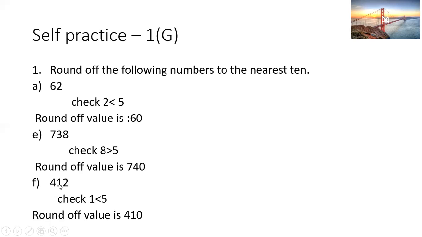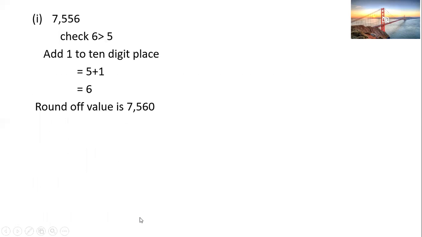The next one is 412. This is also a 3-digit number. Check the ones place value. Is it greater than 5 or less than 5? Less than 5. Okay, so you just put the value 0 in the ones place. What's the rounded value? 410. Okay.